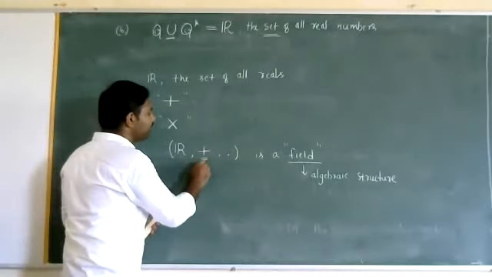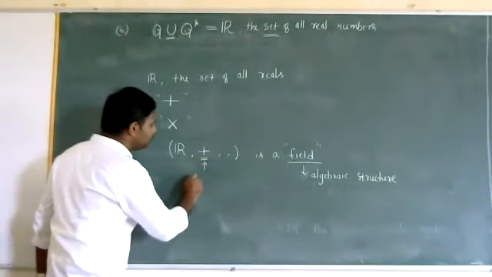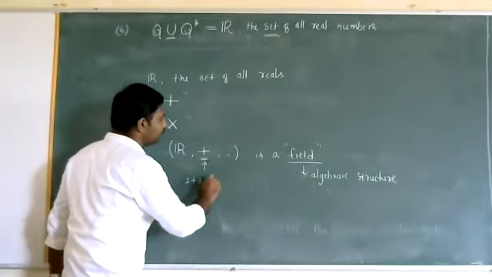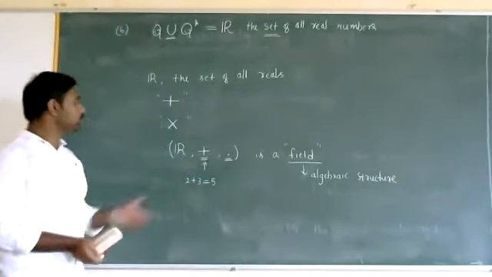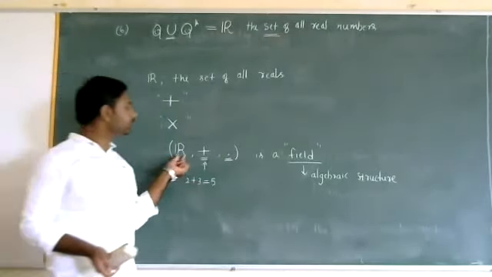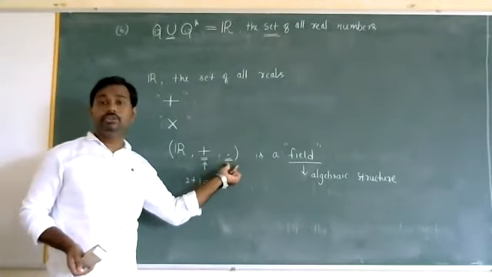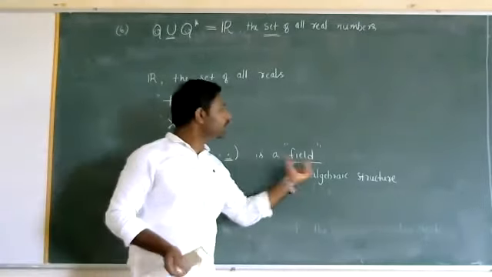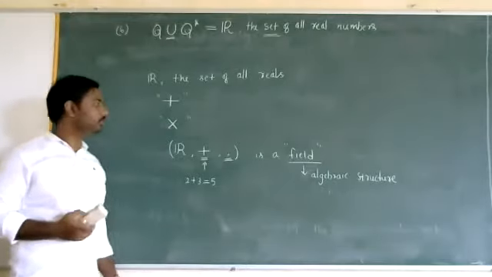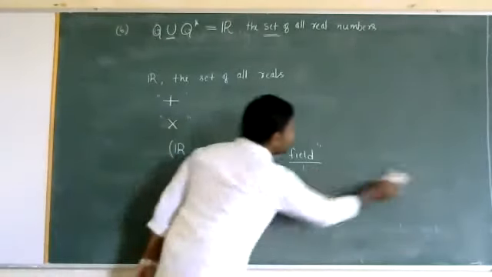Addition, that is the usual addition which we use, that is 2 plus 3 is 5, and usual multiplication. So the set of all real numbers with respect to usual addition and usual multiplication forms a field. Right?